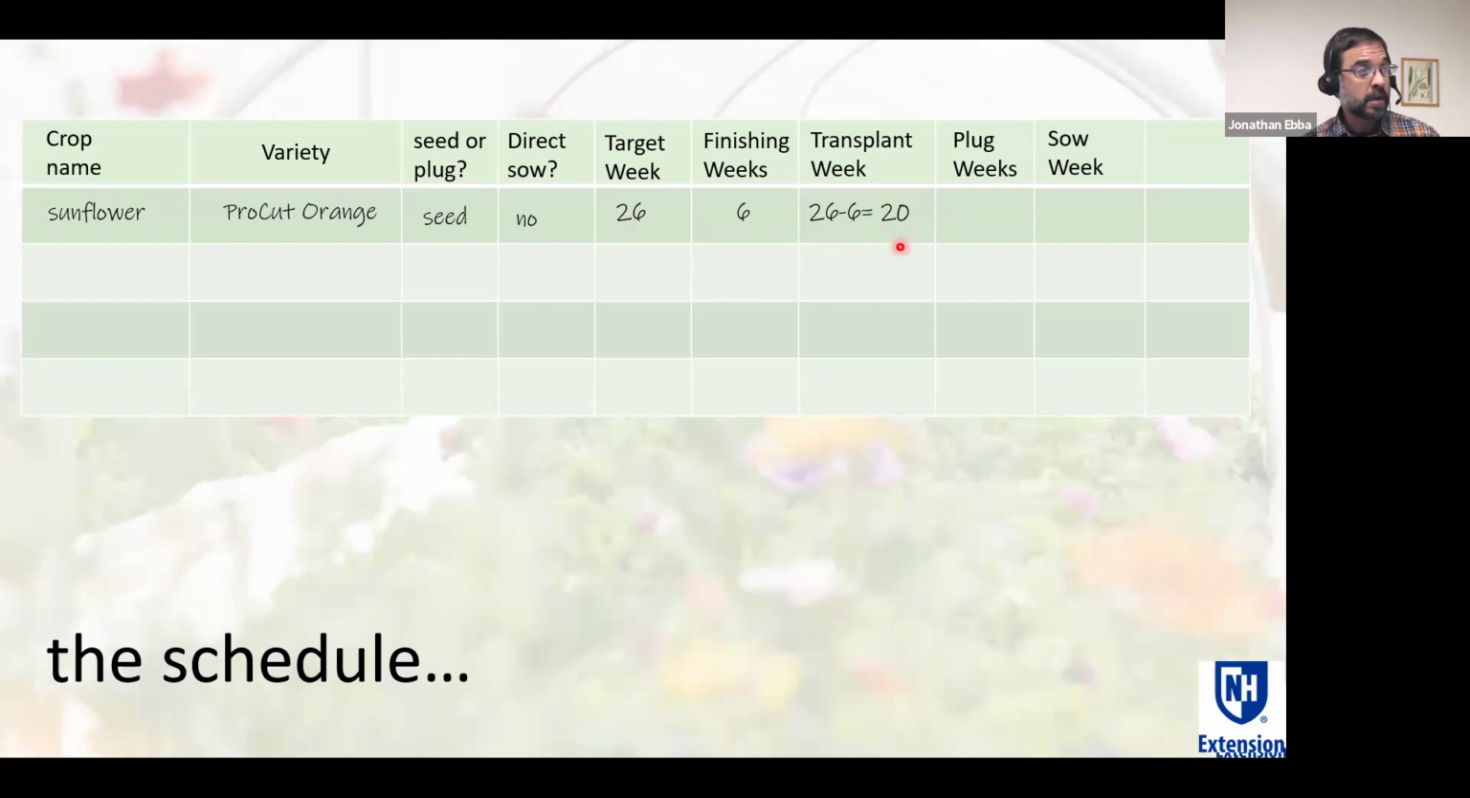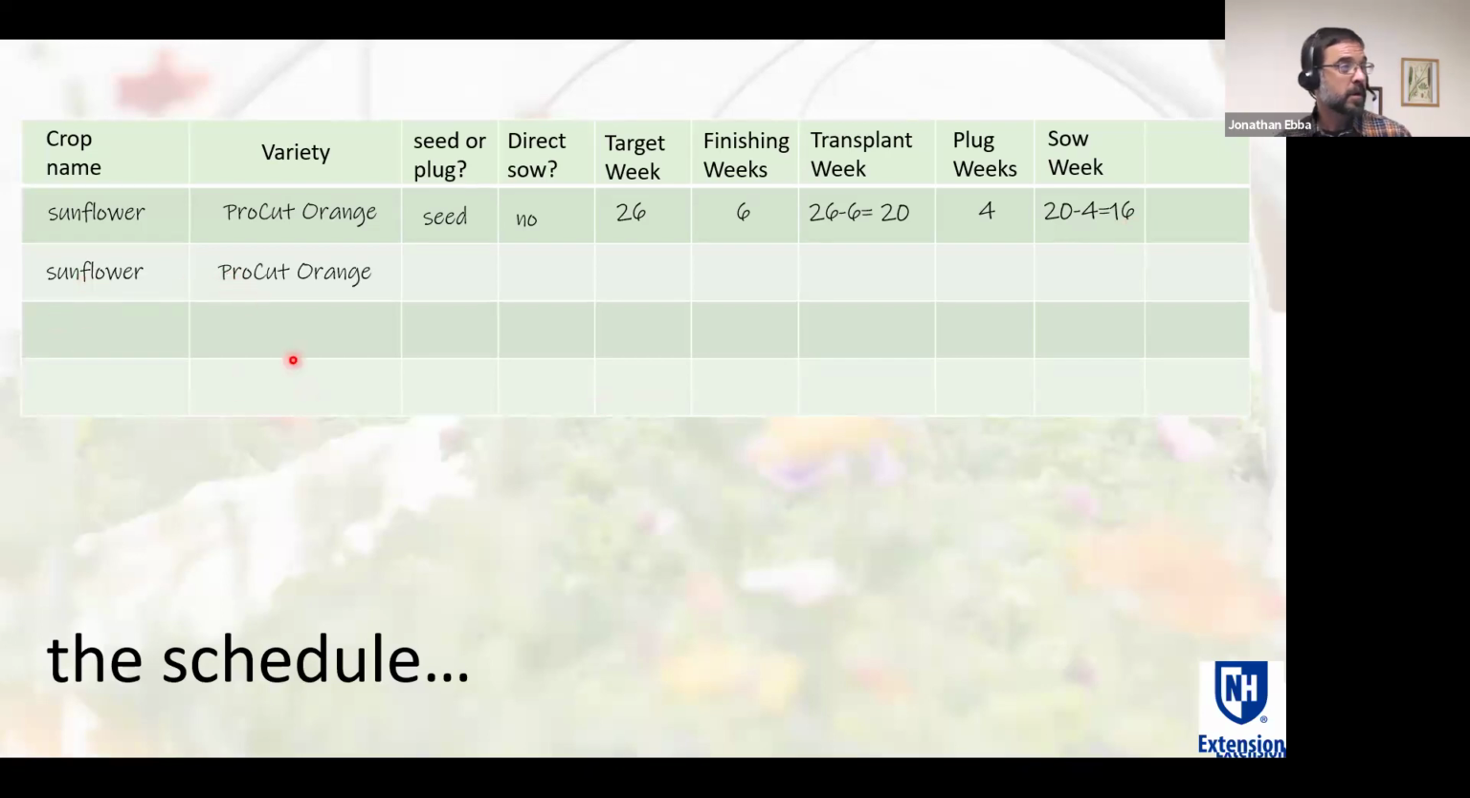So this thing needs to be transplanted on week 20. And apparently I'm doing plugs of this one, so growing my own plugs. So if I'm transplanting on week 20, I look it up and it takes me 4 weeks from when I sow that seed into a plug to when I can transplant it, then I know I need to sow it on week 16. Okay.